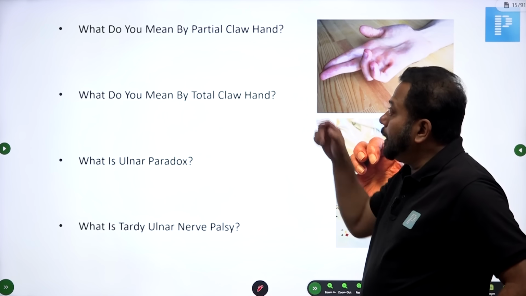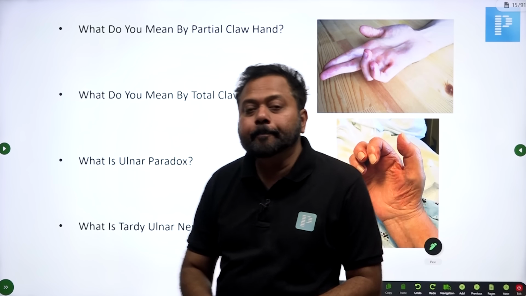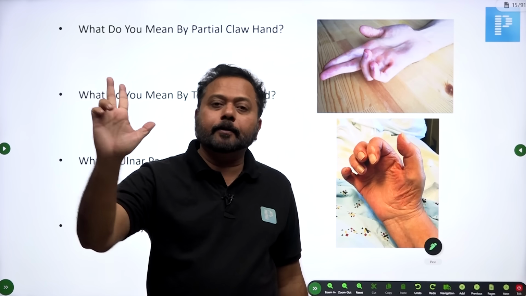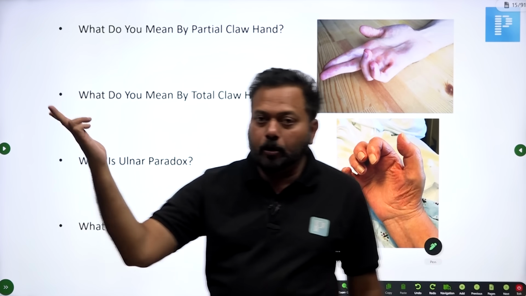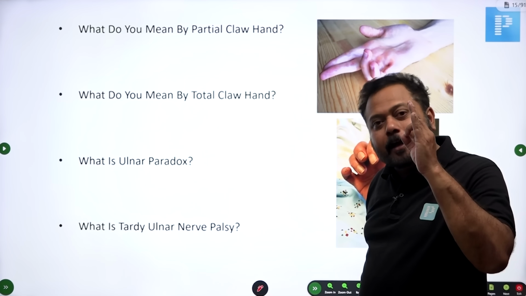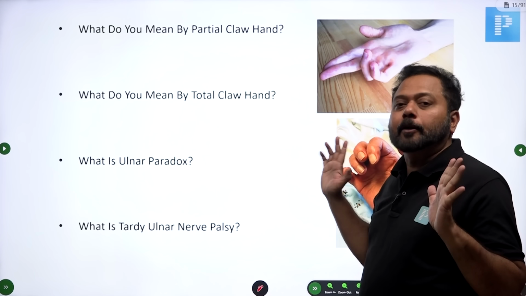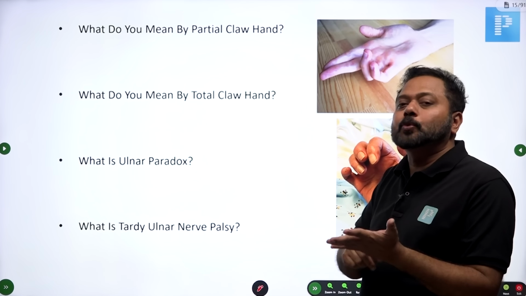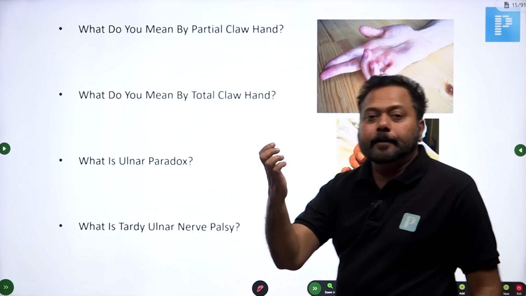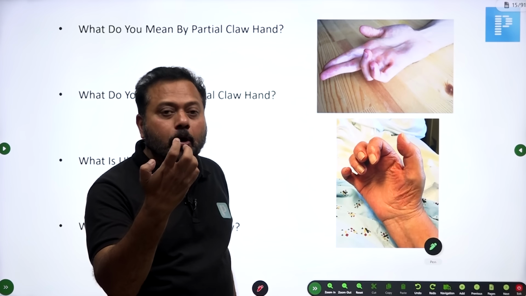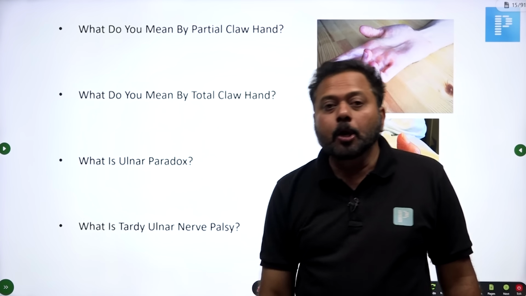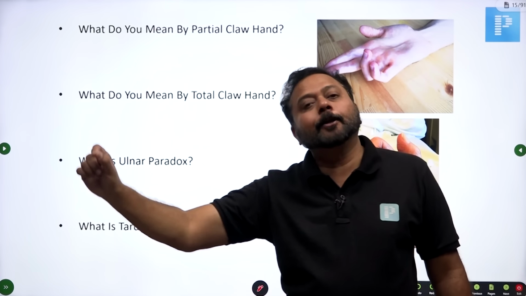And what do you mean by partial claw hand? Look at the diagram. Partial claw hand means only your little finger and ring finger have gone for clawing like this. This is otherwise called true claw hand, that is, only the ulnar nerve is injured. If ulnar nerve injury is associated with median nerve injury, all the fingers will go for clawing like this. This is called total claw hand. So if they ask, what is partial claw hand? Pure ulnar nerve injury. Total claw hand, ulnar nerve plus median nerve injury.